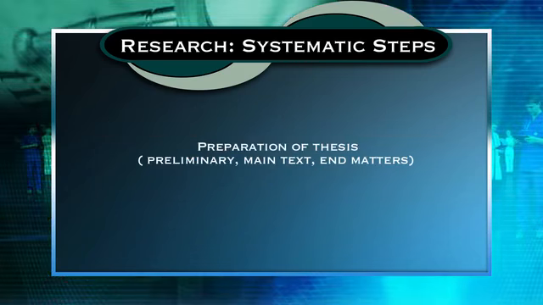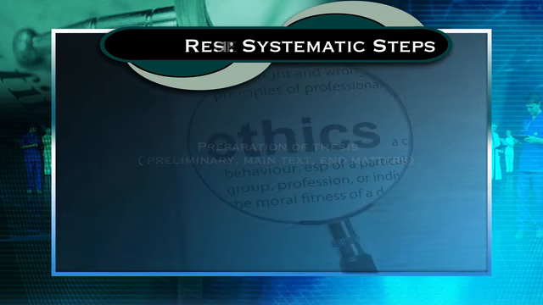The preparation of the thesis is ultimately the final step of the research, and it again has mainly three components: the preliminary pages, the main text, and the end matters. Preliminary pages mean title, dedication, acknowledgement, contents, list of tables, and then the body of the research, and at the end are appendices, pictures, questionnaires, and so on.